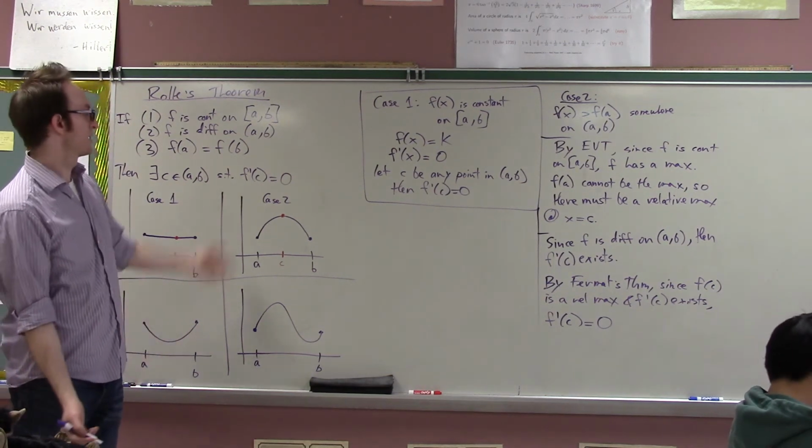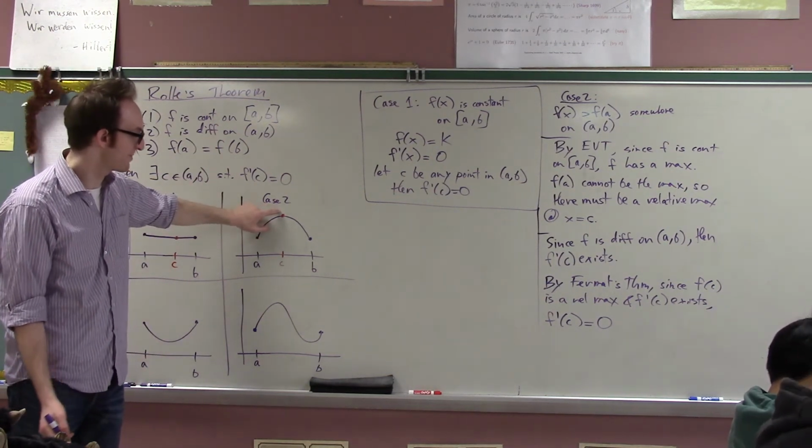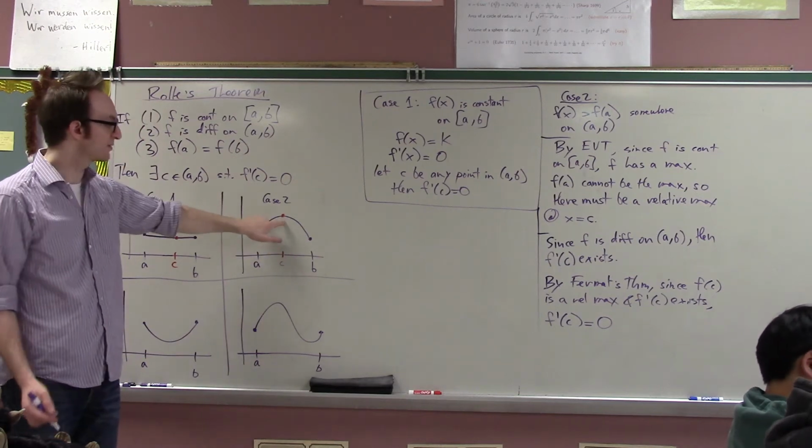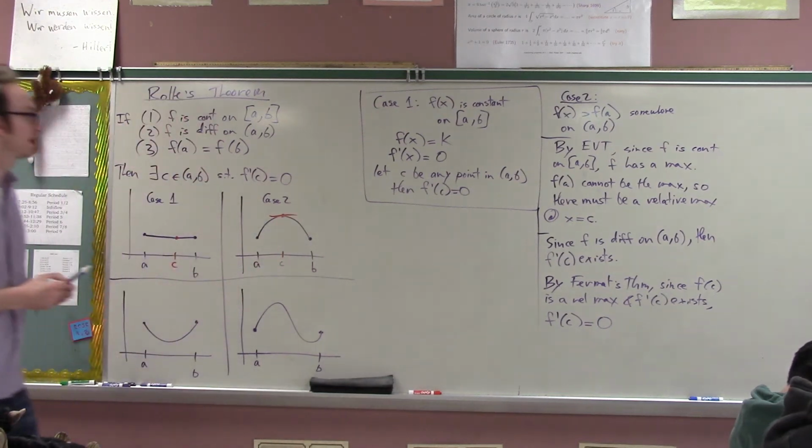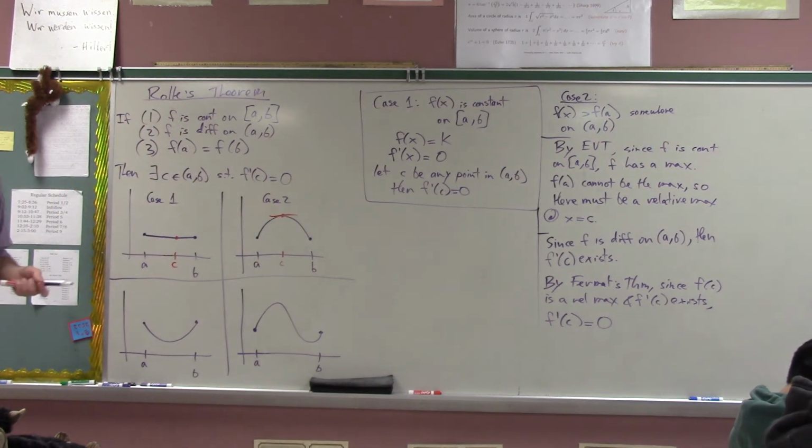So basically what we do is we use the extreme value theorem to say that there must be a max. The max can't be the endpoints, so it must be a relative max. And by Fermat's theorem, which we proved last class, the derivative must be 0 there. I guess that's just very theoretical.